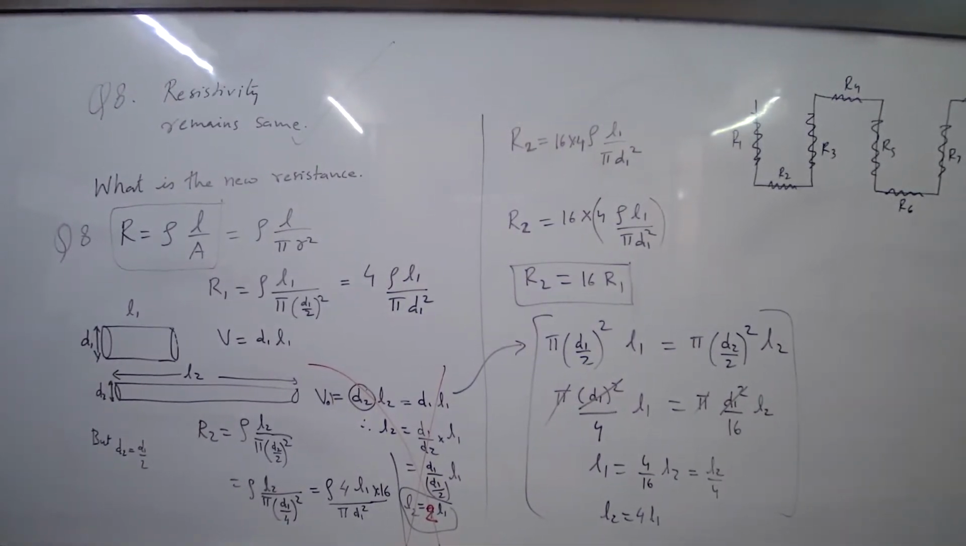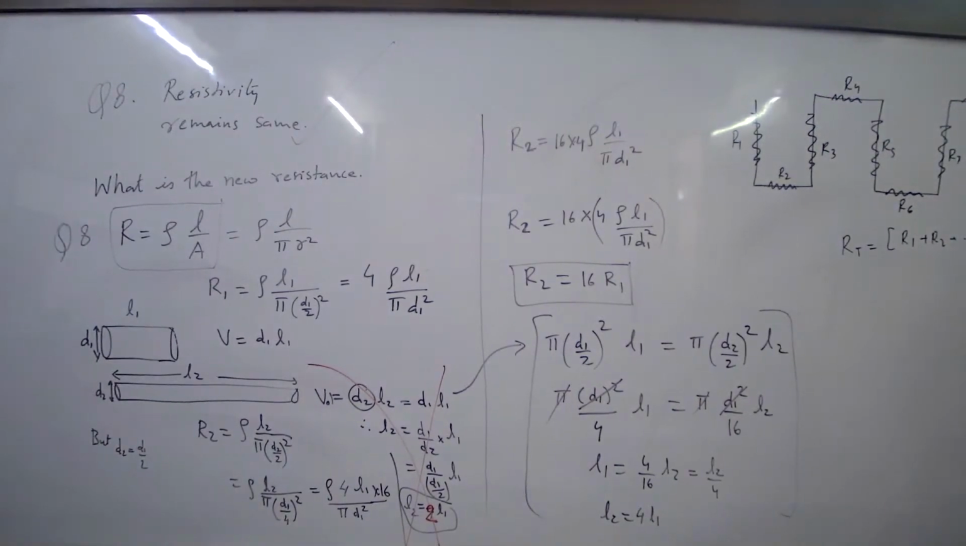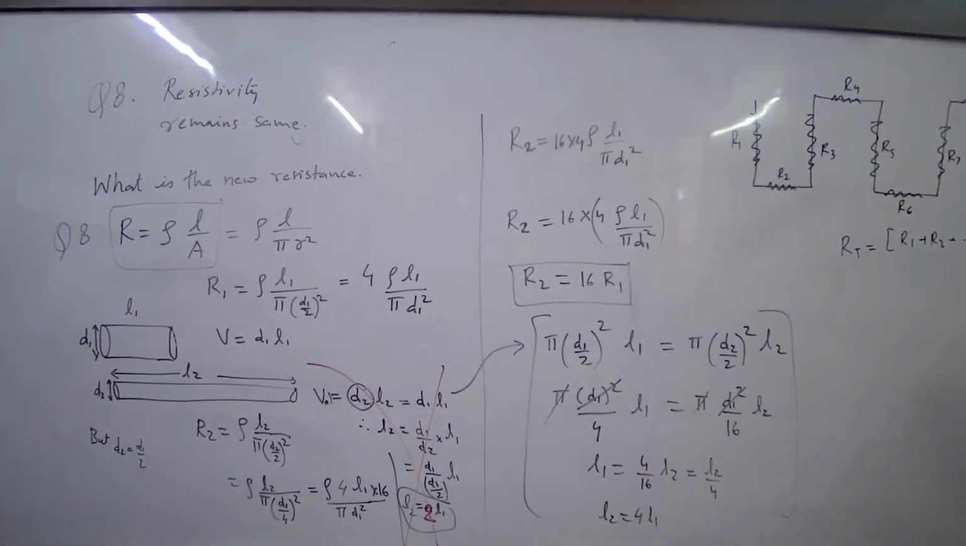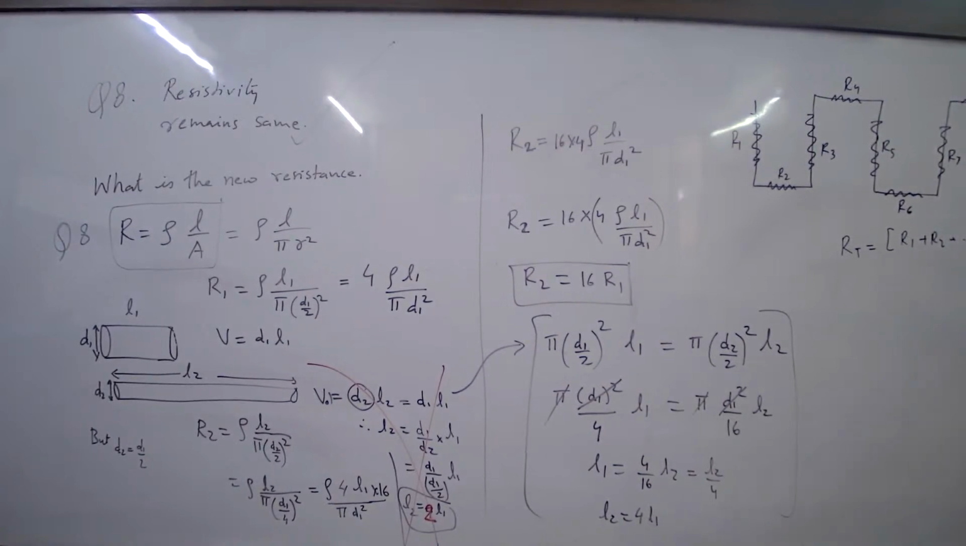What kind of network is this? Series or parallel? Series. This is series. Yes, series. So what will be total resistance? RT will be R1 plus R2 plus R3 plus R4, so it will be R1 plus R2 plus till R9. Okay, so this is R9.